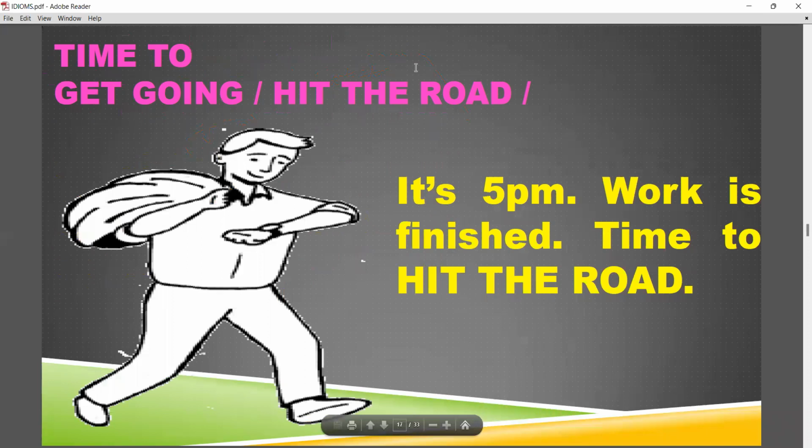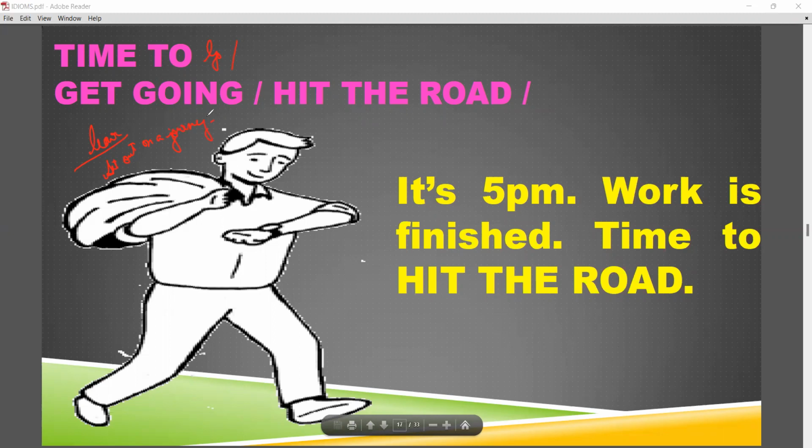Next is time to go. Time to get going, or hit the road. What do you feel? Time to go, get going, or hit the road almost mean the same. It means to leave a place in order to go somewhere else, or to set out on a journey. You've set up your journey and you're planning to go on it. So that is the meaning.